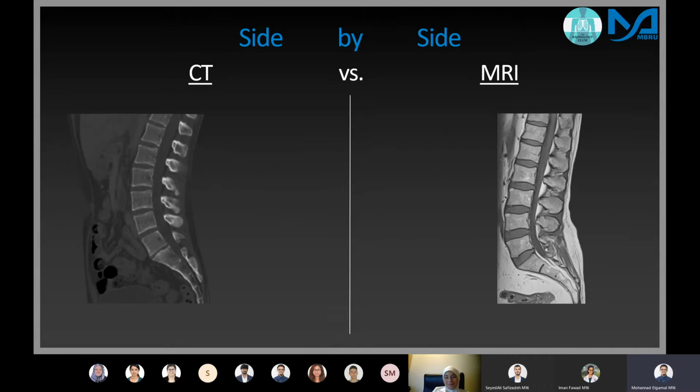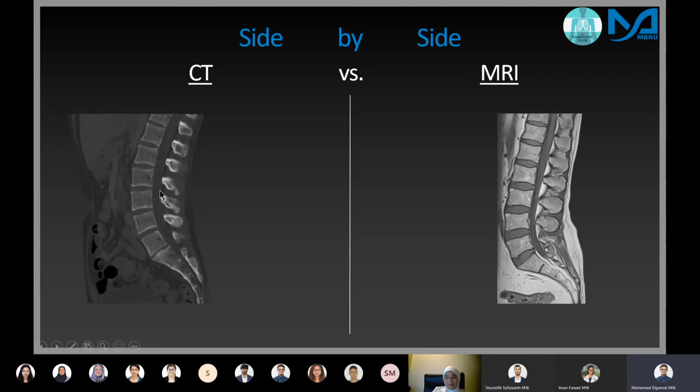Anyways, putting them side to side, can anyone tell me in the CT scan what window we're looking at? All right, I'll just skip to it. So this is a bone window, yes.